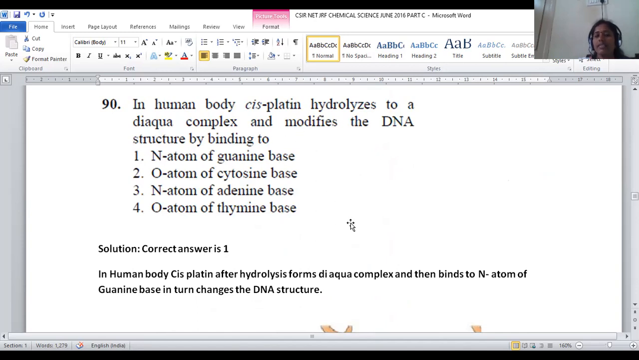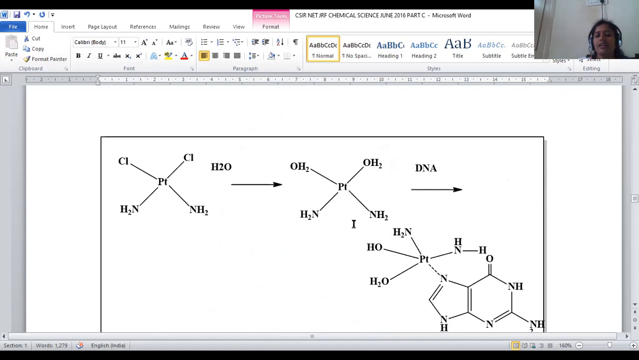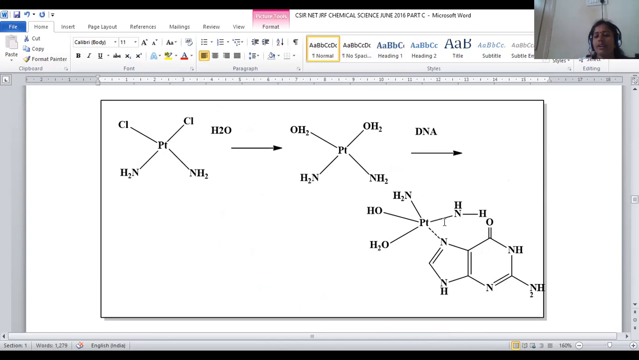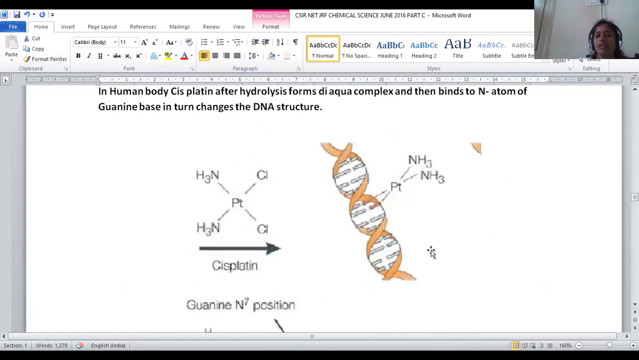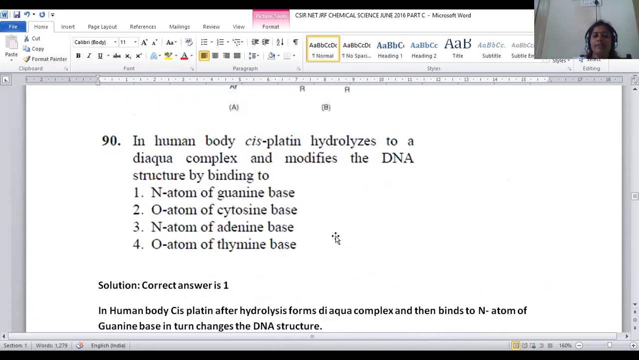Cisplatin, that is the cancer agent. When cisplatin is first hydrolyzed, what happens? The two chloro ligands are replaced with diaqua. When it is bound to DNA, platinum binds to DNA in this manner, to the guanine base of the DNA double helical structure, so that a change in the structure is possible. So for question number 90, option number 1 is the correct answer.